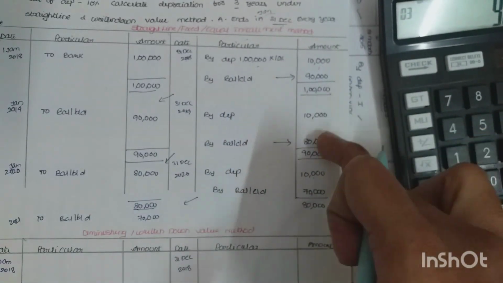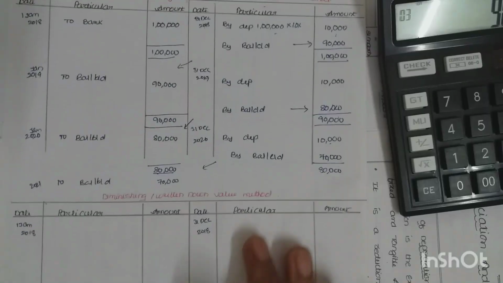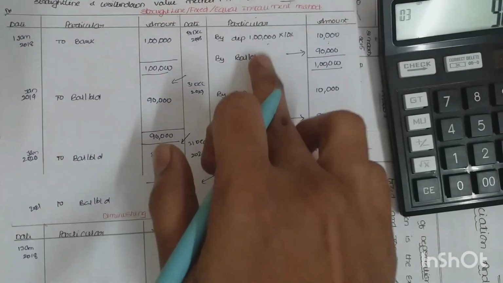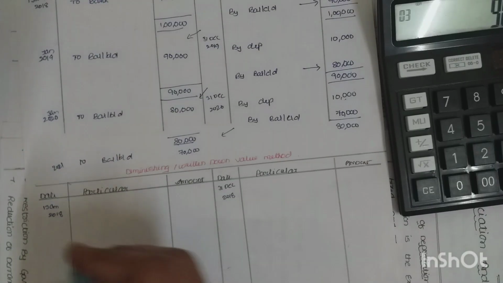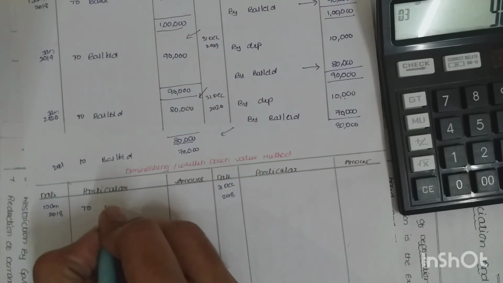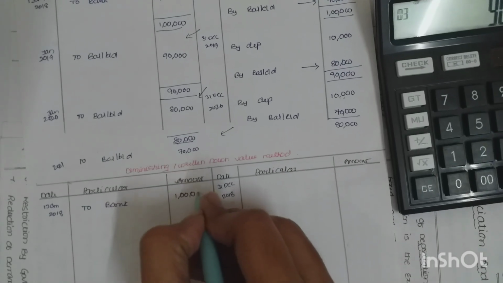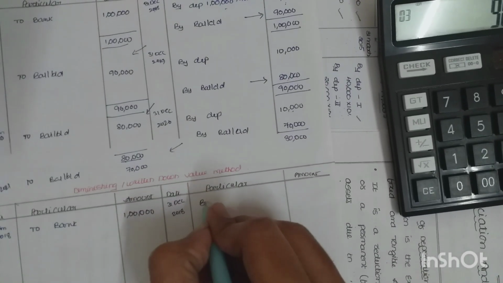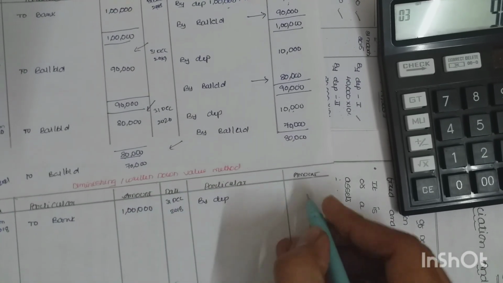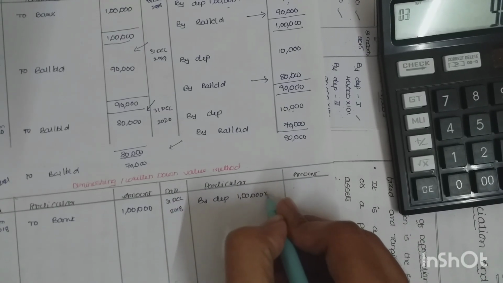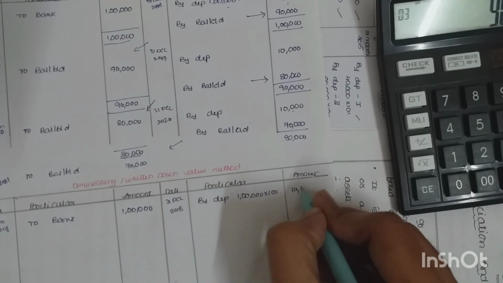Same amount next year also we carry down 10,000. But under the written down value method, or diminishing balance method, we calculate on the balances. See how we are going to calculate. First we write to bank, how much, guys? 1 lakh rupees, right? What is the depreciation? If you calculate 1 lakh into 10%, that is 10,000 rupees, right?